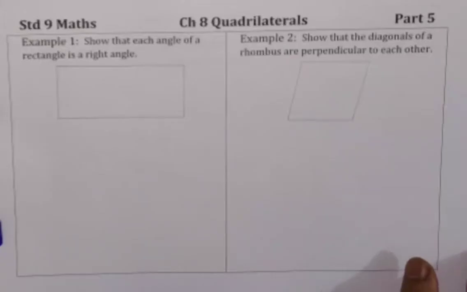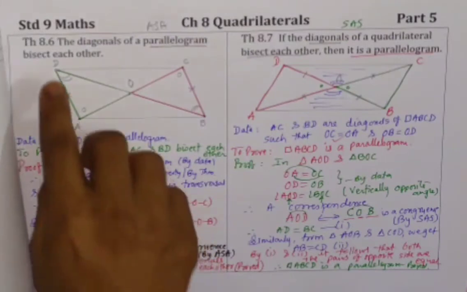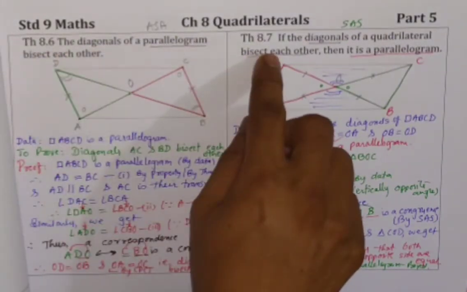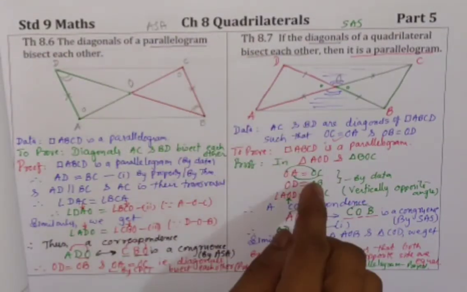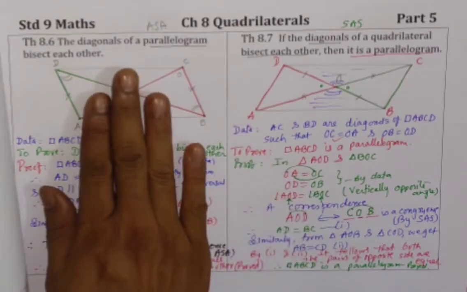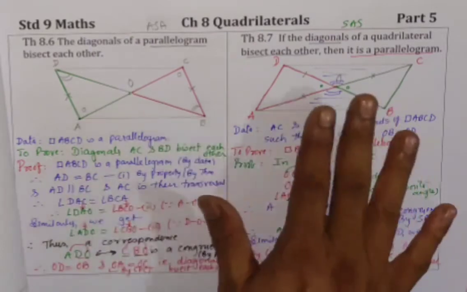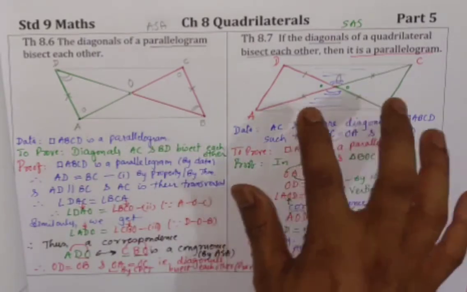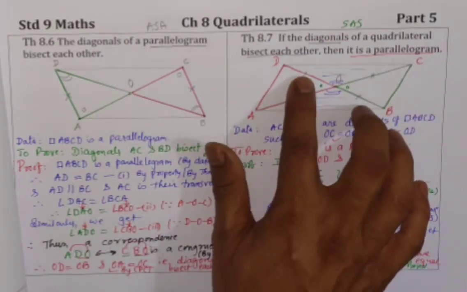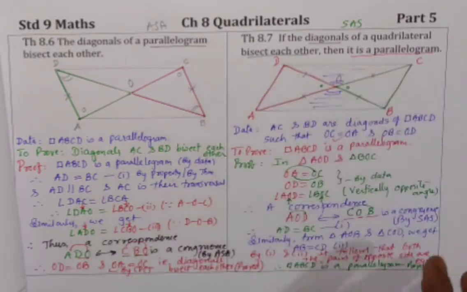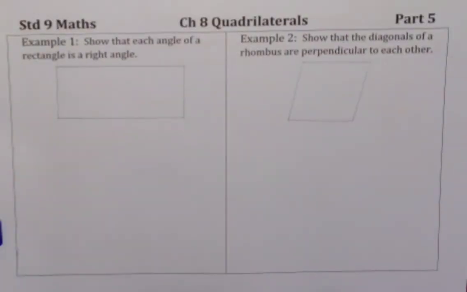Good. So children, we have seen theorems 8.6 and 8.7 which are converse of each other. Here a parallelogram is given and we proved its diagonals bisect each other. Here simply a quadrilateral was given whose diagonals were bisecting each other. Hence the quadrilateral is a parallelogram. So after solving theorem 8.7, we are going to solve a few examples.